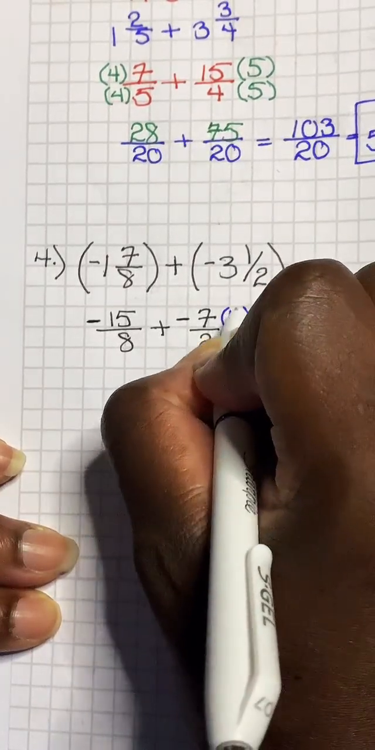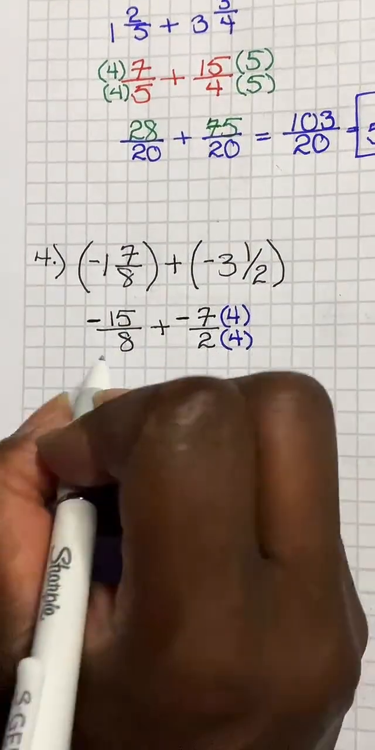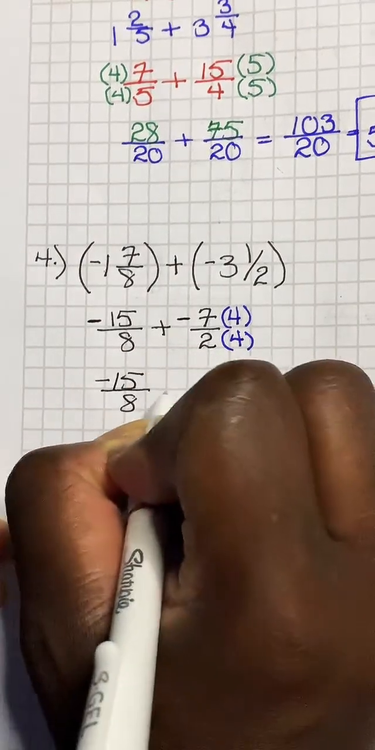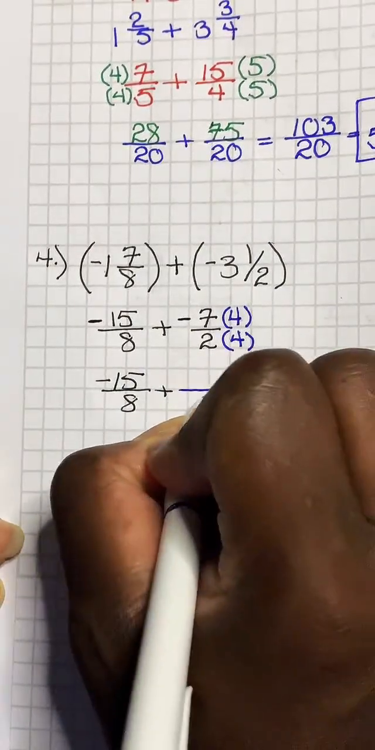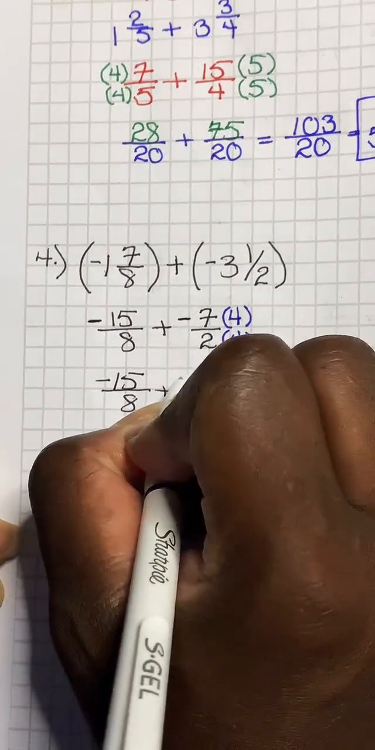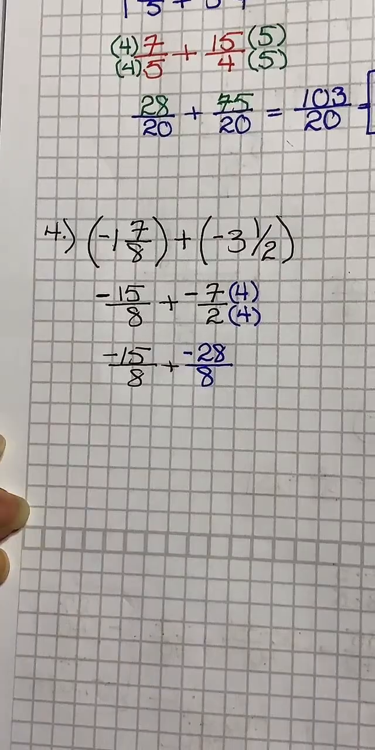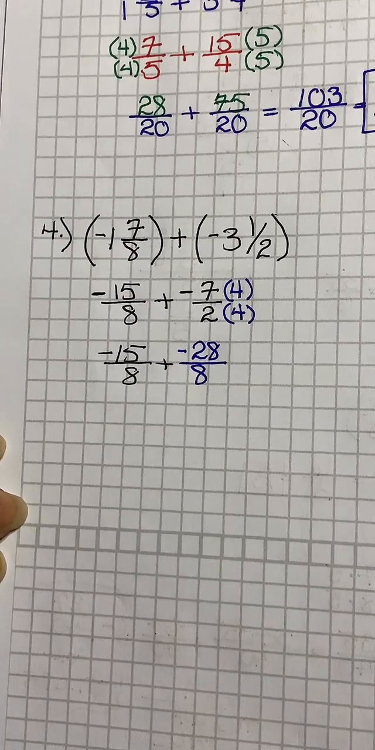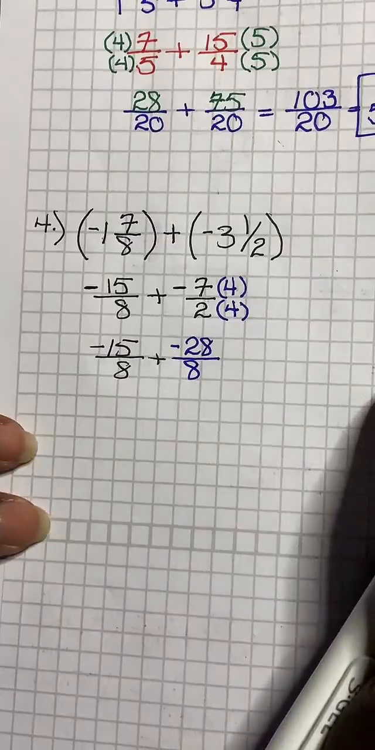Whatever I do in the denominator, I'm going to do in the numerator. So now here, this negative 15/8 just comes on down. But now, this denominator is going to be an 8, but my numerator, that's going to be a negative 28. All right. Yes. So now we can add. There you go, Houston. I see you. Welcome back. All right. There you go, Deja.